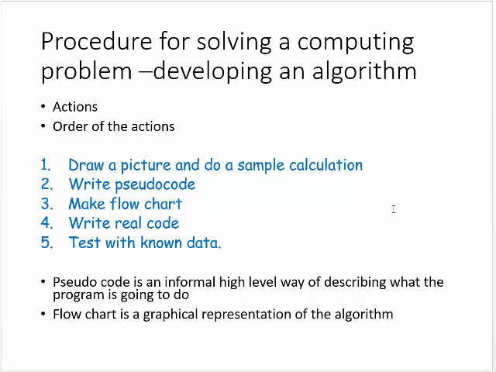Step 3 is make a flowchart. That may or may not be necessary. On small programs that we tend to do, at least in the first half of the semester, you maybe don't need to have a flowchart, but it's a good practice to get into. If your program has to make a lot of decisions, a flowchart is an excellent idea to do. Step 4 is to actually write the code, and then step 5 is to test the code with known data. So give it a sample calculation for which you know the answer to.